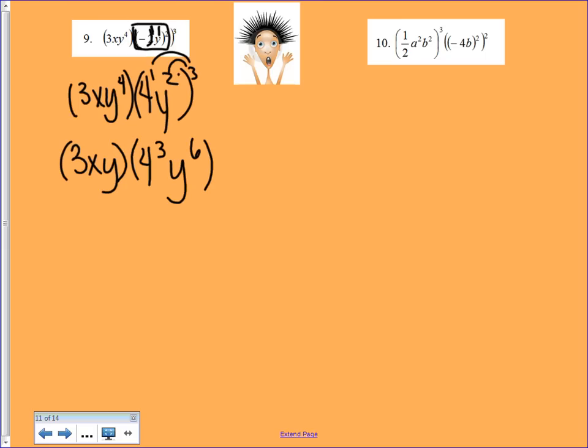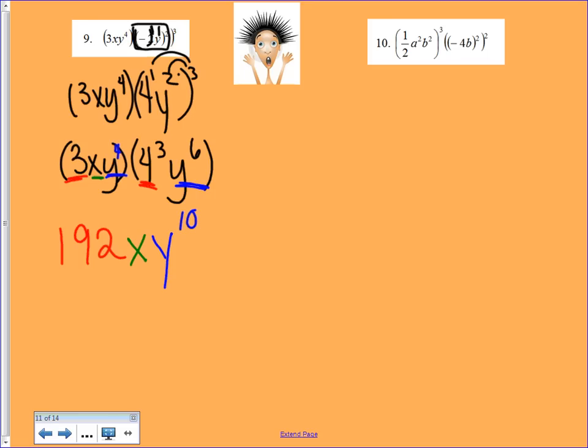Now, let's multiply all of those together. So first thing we're going to do is multiply coefficients. So we're going to take 3 times 4 to the 3rd, which is going to give us 192. Next, we're going to take our x's. We don't have an x in the second term, so that's just going to stay as x down there. Last but not least, this should be y to the 4th. So here we have y to the 4th and y to the 6th. Now remember, when we're multiplying things of like bases, we add the exponents. So that's going to become y to the 10th.